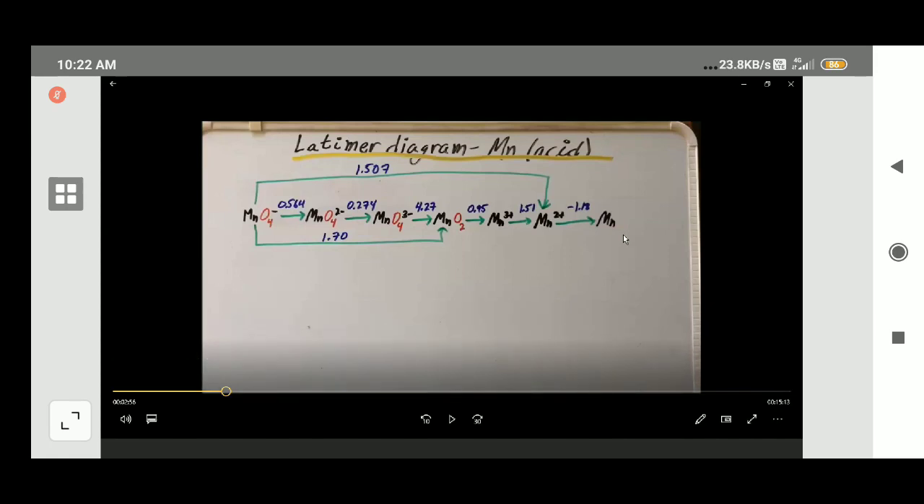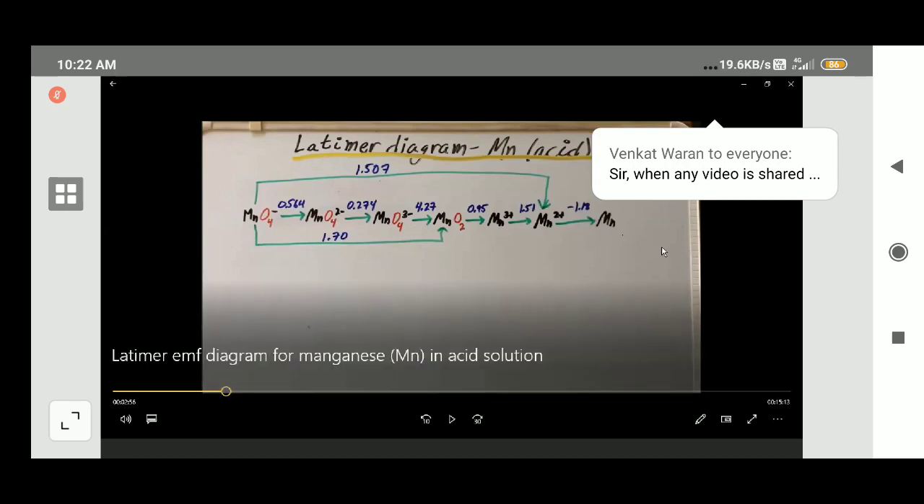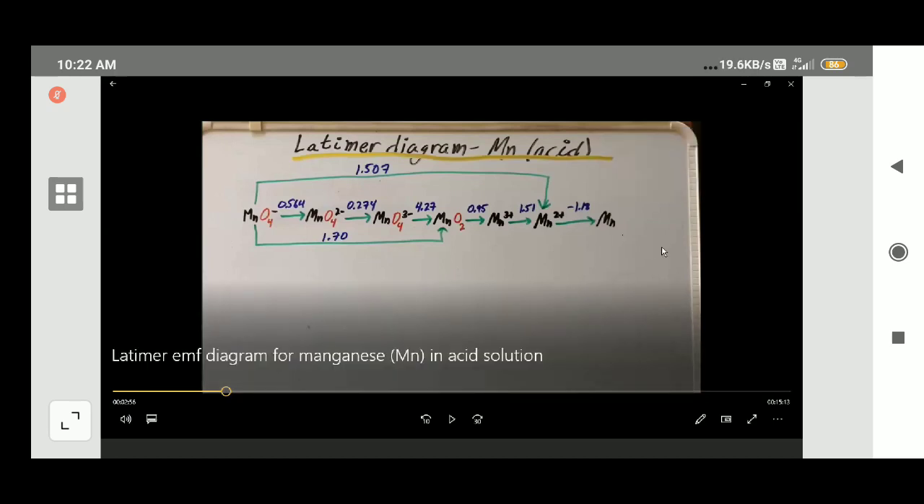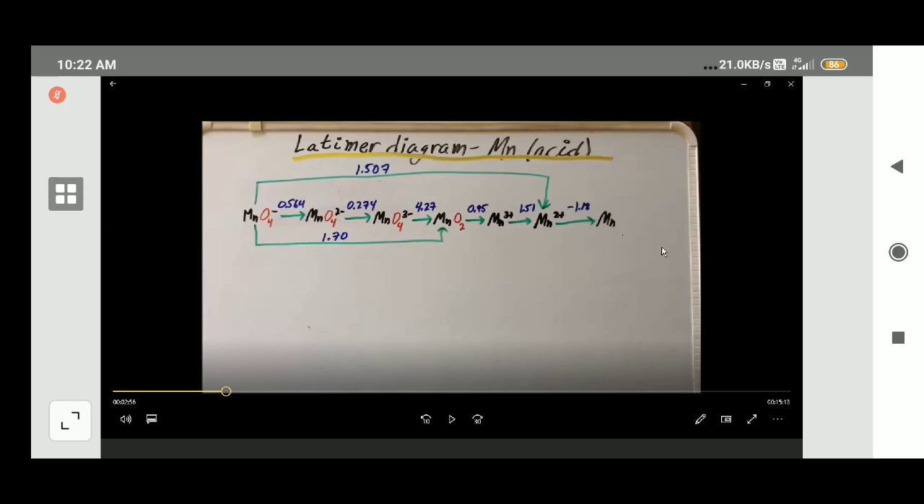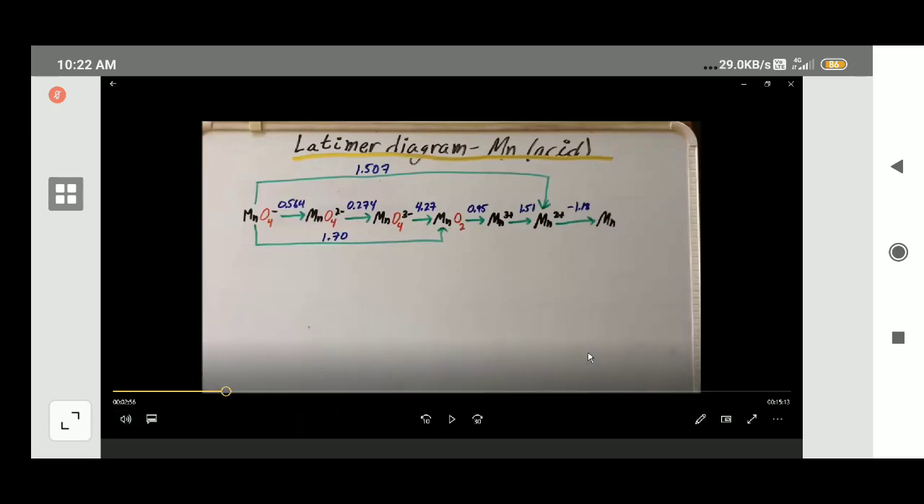Do not get confused by the values given in the question paper. Question paper values sometimes will try to mislead or confuse you. Do not simply look only at the values given. Just think, even if there are no values, how do I place a Latimer diagram for this particular metal ion? The highest oxidation state of the metal ion goes to the left extreme, and the lowest oxidation state comes to the right extreme.